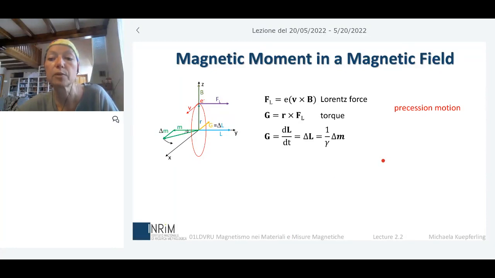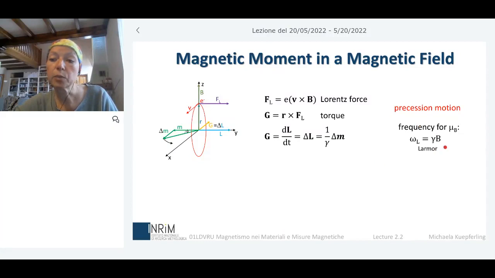This means that we have a precession motion. So our magnetic moment will precess around the magnetic field that we have here. This is very important to remember. So this is the dynamic behavior of a magnetic moment in a magnetic field.